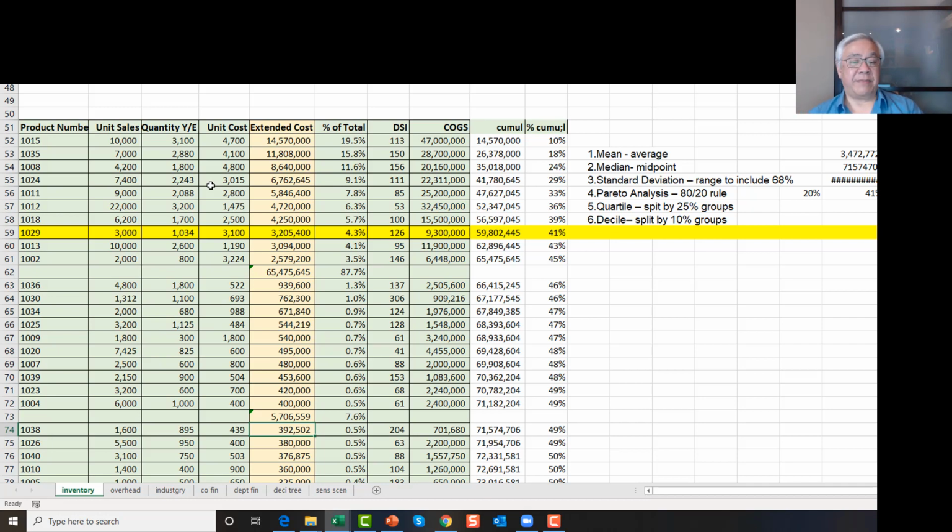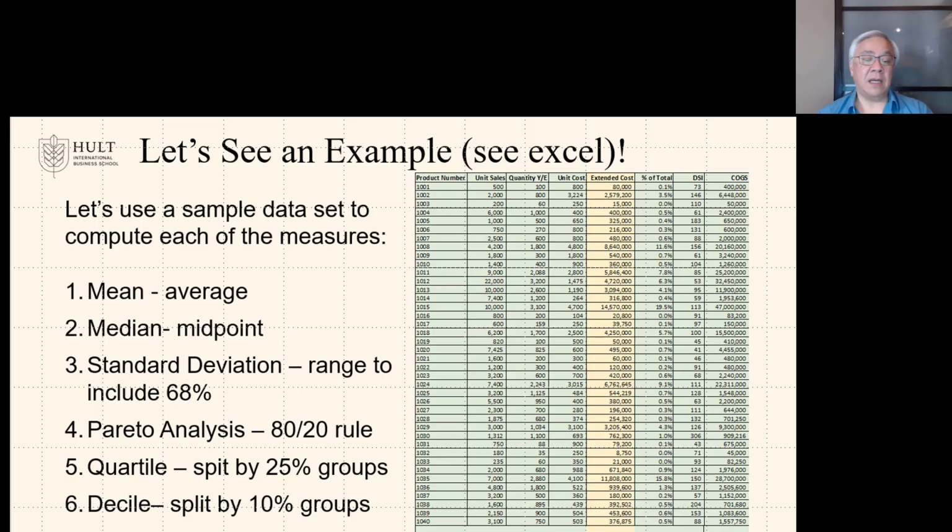And deciles, we're splitting by tens. So 10 would be 4 per, because 40 divided by 10 is 4. I won't bother doing that, but we would just count off 4, insert a row, do a total. Same routine. So that's some basic stats on mean, median, standard deviation, Pareto, quartile, decile.